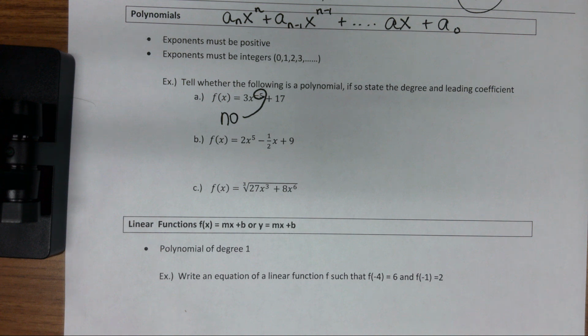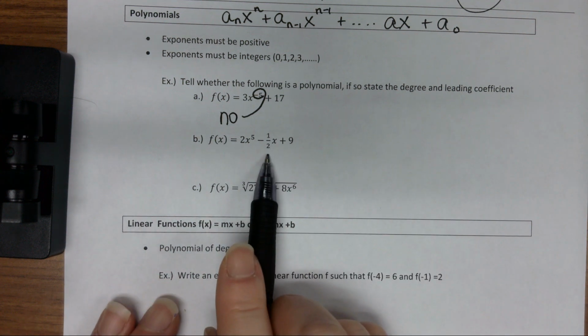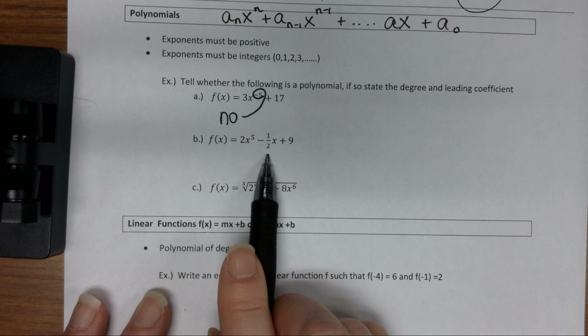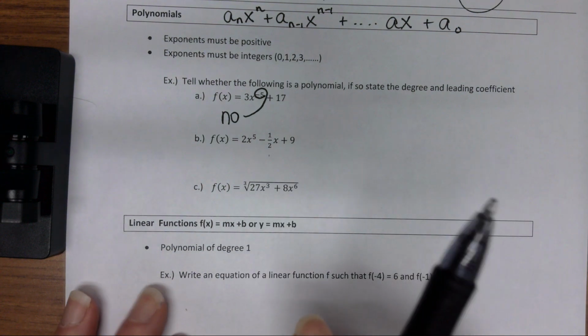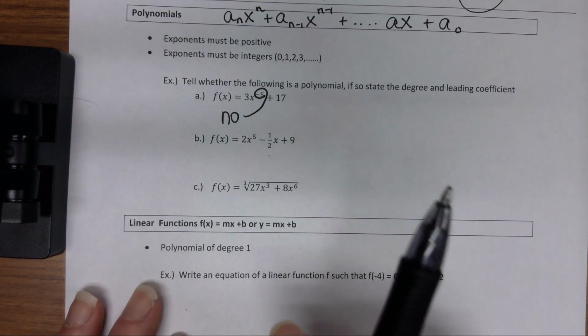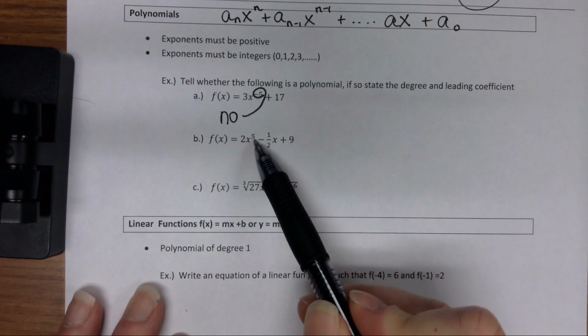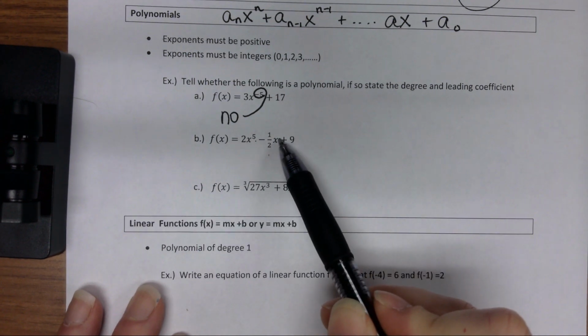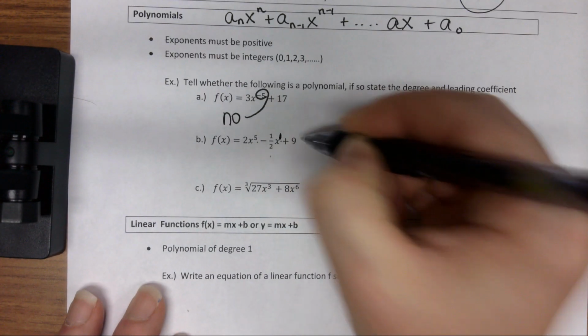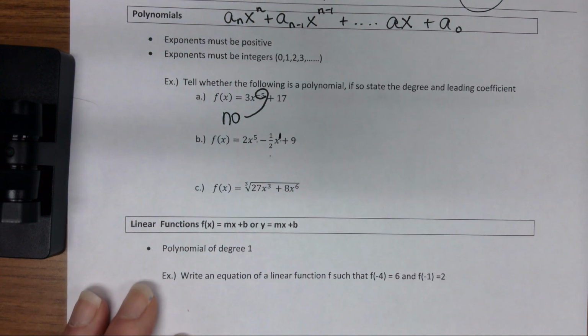Can we have a fraction for the coefficient? Yes, you can have a fraction for the coefficient. The deal is you just can't have a fraction exponent. See, there's a 5. That would be a 1, right? This is degree 0. So this is a yes.